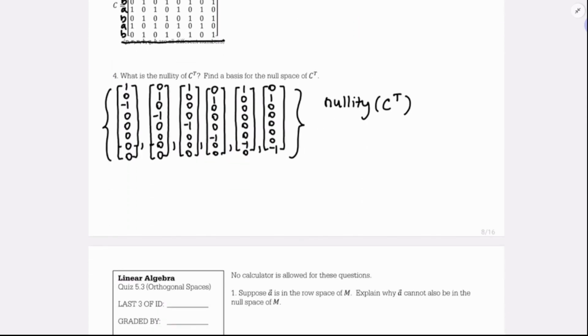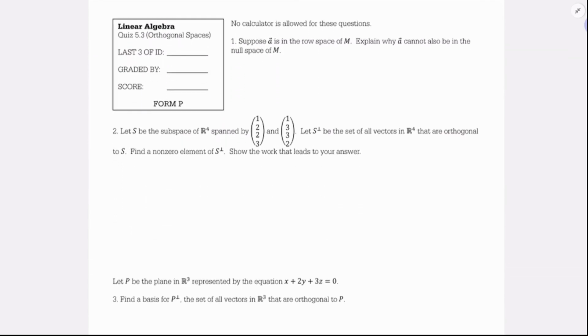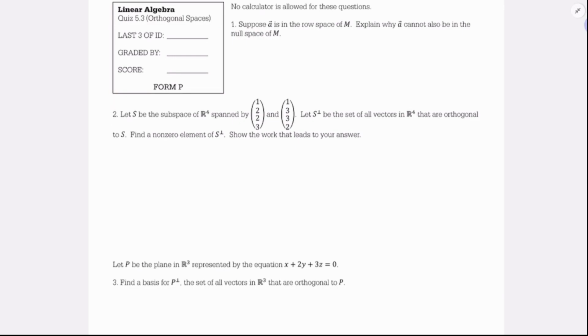Okay, and 5, 6, 3, and 4. I didn't see that I misnumbered those. It's too bad. All right, so orthogonal spaces.